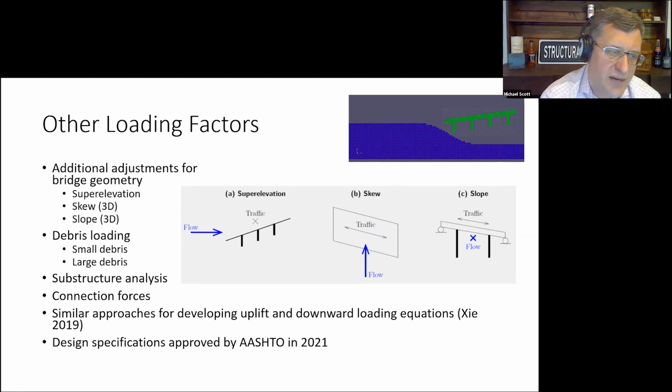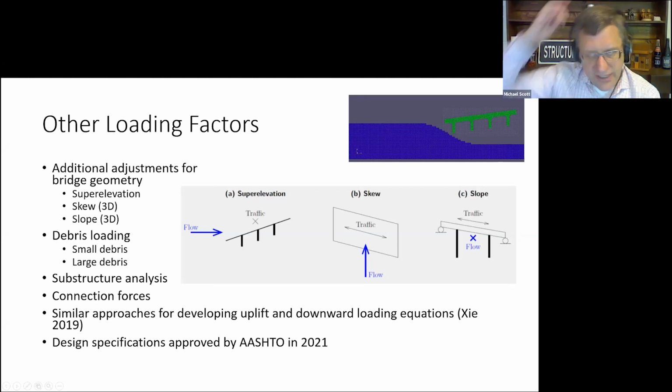For horizontal loads, we could do the same types of things for uplift, right, and downward loading equations, but I won't go through those. But again, it was kind of this idea of taking a nominal component due to, like, for uplift, impact as well as buoyancy, and then adjusting those factors from simulations. But going into other factors, right, like super elevation, skew, and slope, which are shown over here. How do we adjust these nominal equations to account for different bridge geometries?